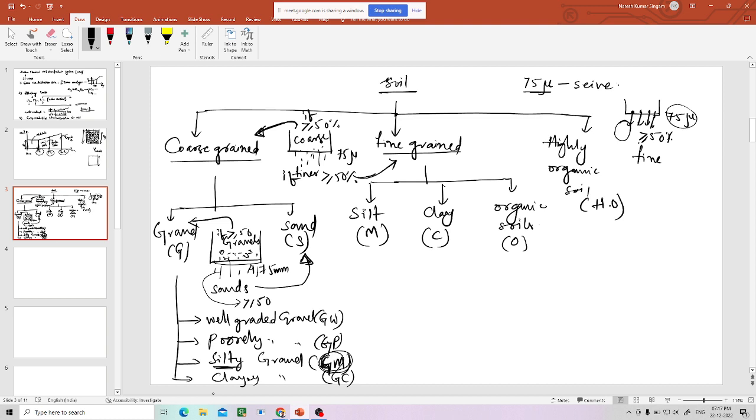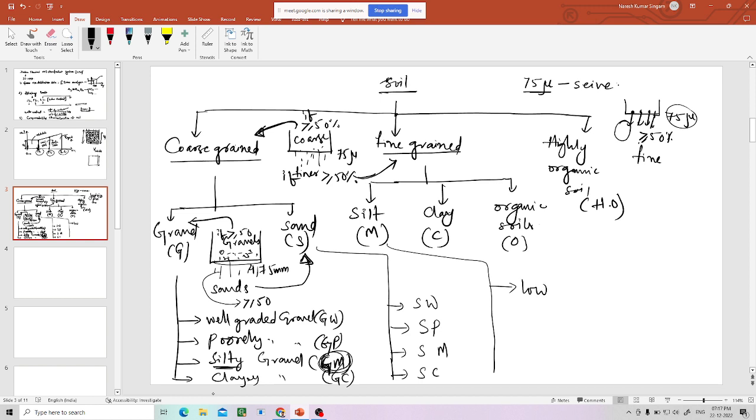In the same way, sand also has SW, well graded sand, poorly graded sand, SP, silty sand, SM, clayey sand, SC. Right? Like that, there are another four here. Now coming to silt, clay, organic, how are they divided? Silt is divided again into low compressible silt, depending upon the compressibility.